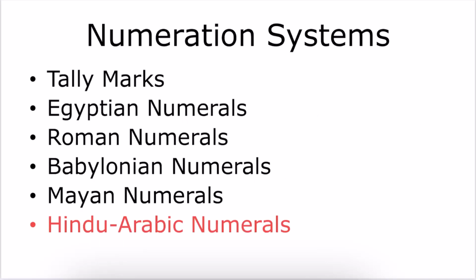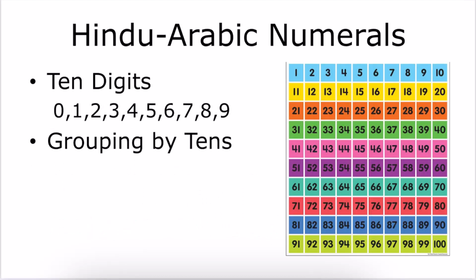In our last lesson, we talked about several different numeration systems that have been used in the past. Our current numeration system is the Hindu-Arabic numerals. The way Hindu-Arabic numerals work is you have 10 different digits, or 10 symbols, that are listed here. We use these 10 symbols and write them in specific orders to communicate the different numbers in our modern number system.